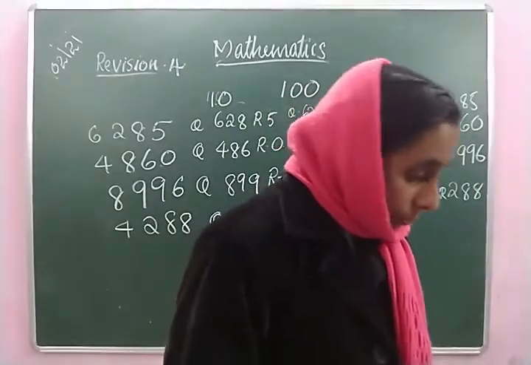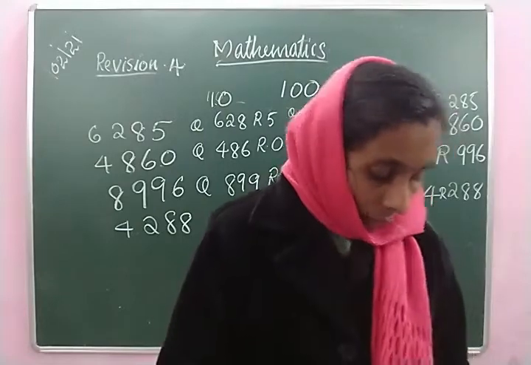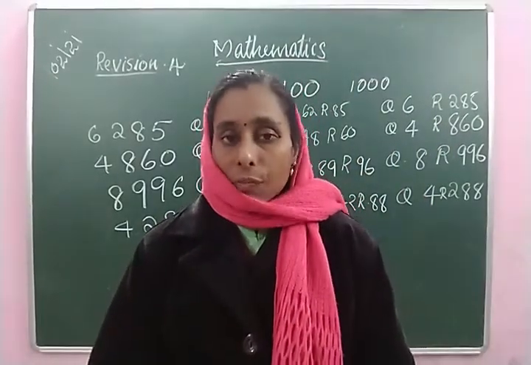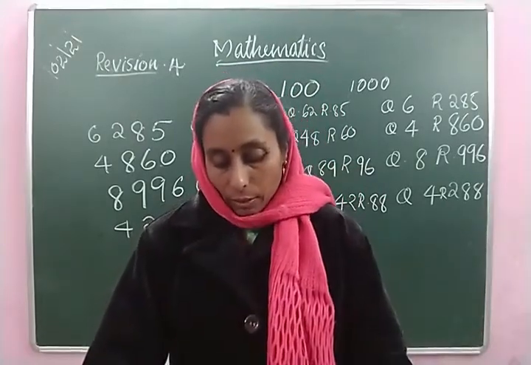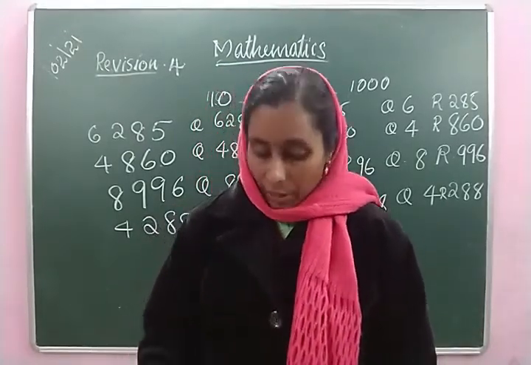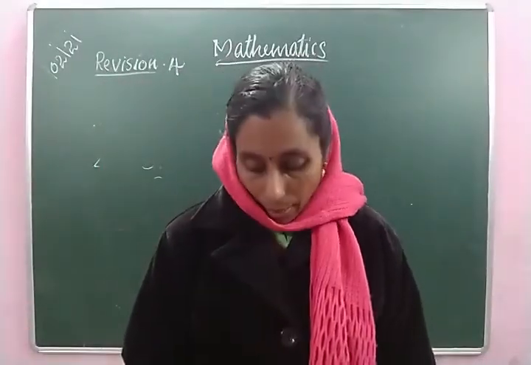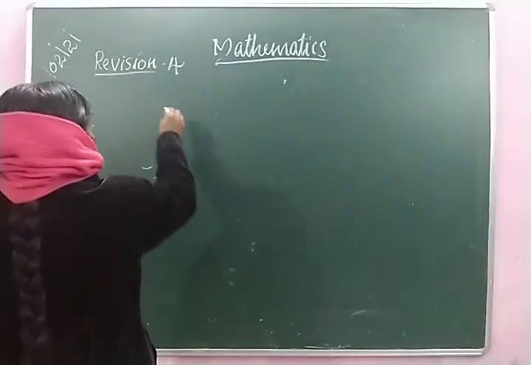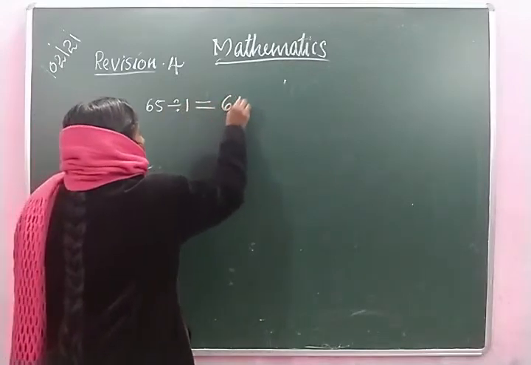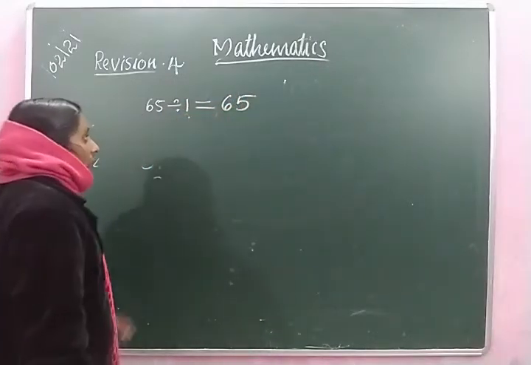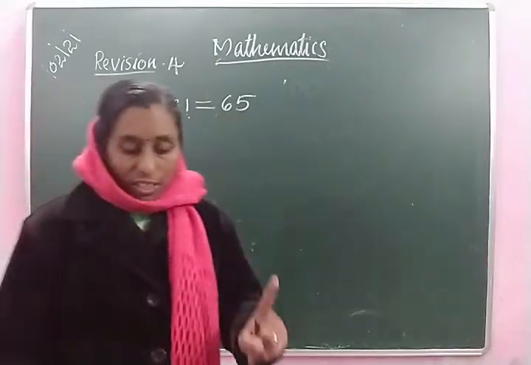Here, page number 120, it is given there. Okay, then the rules of the properties of division. When the divisor is 1, the quotient is the same as the dividend. Here, 65 divided by 1, we will get 65. Here the divisor is 1, so the quotient will be the same as the dividend. Okay, that is the first property.